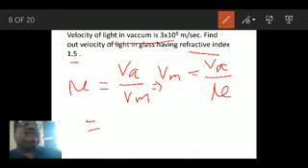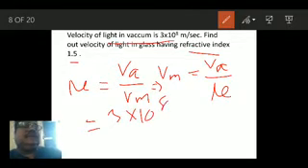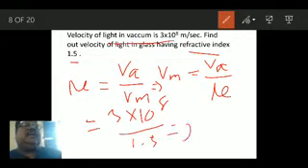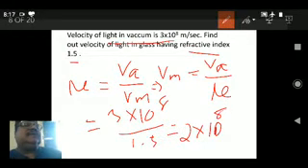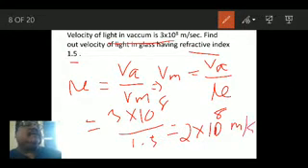So this comes to be 3 into 10 to the power 8 divided by 1.5, and the result is 2 into 10 to the power 8 meter per second. So this is the answer of this question.